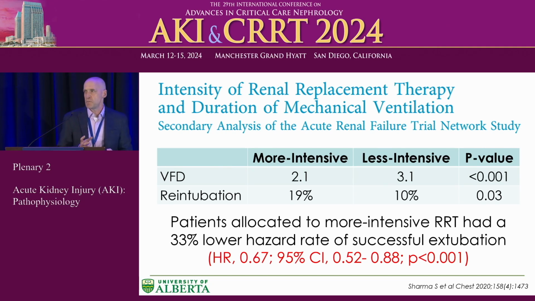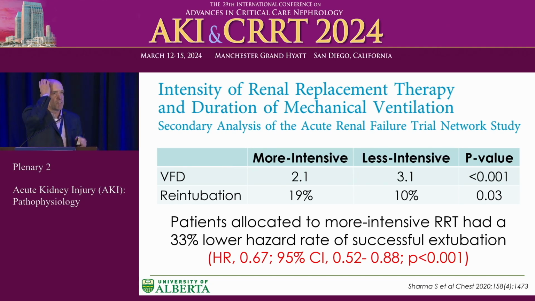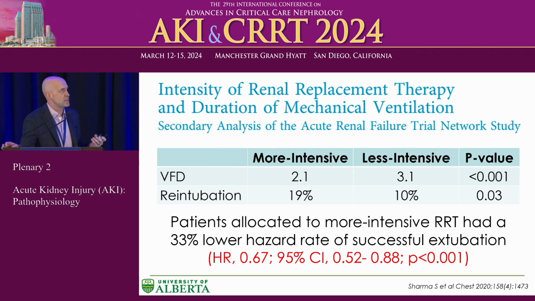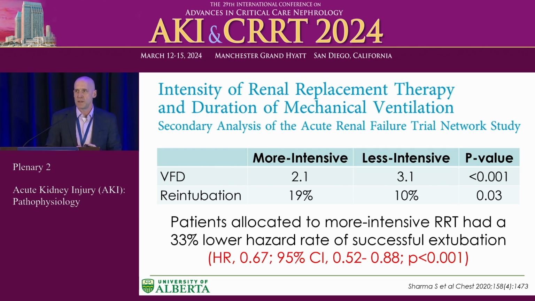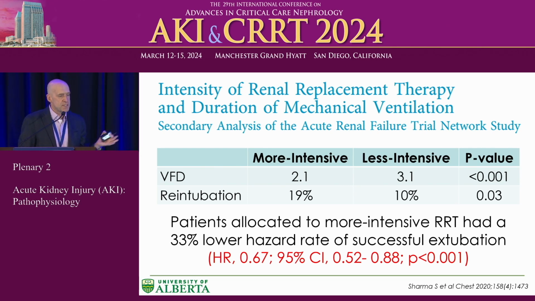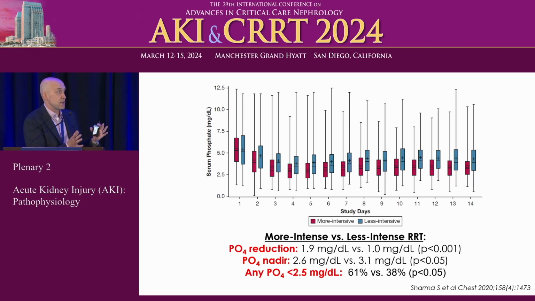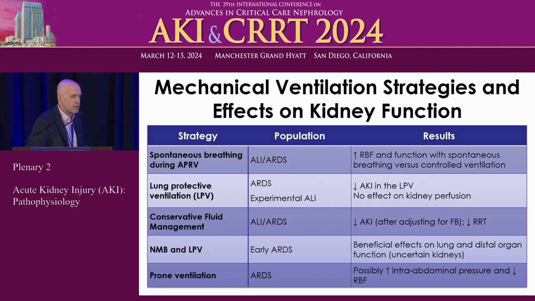This is some data that's actually come from the ATN trial as well. So here you have more intensive versus less intensive renal replacement therapy and its effect on the duration of mechanical ventilation. What's interesting to me is that the more intensive strategy actually had fewer ventilator-free days and a higher probability of being reintubated. So these patients in the more intensive strategy had a 33% lower hazard of successful extubation. And it remains to be understood exactly what the precipitating factors are there, but is it related to phosphate depletion and respiratory system neuromuscular strength, et cetera? It's one of the plausible explanations that may be accountable for that.